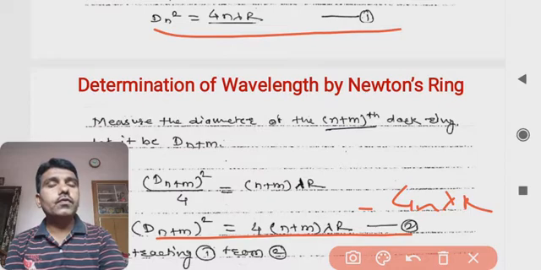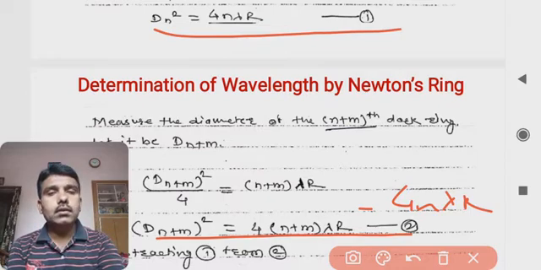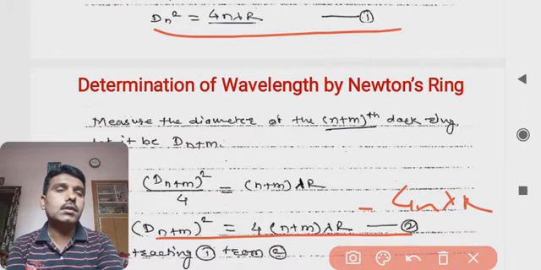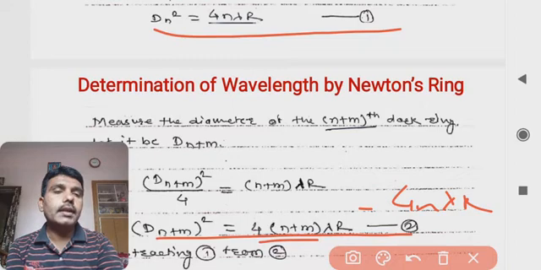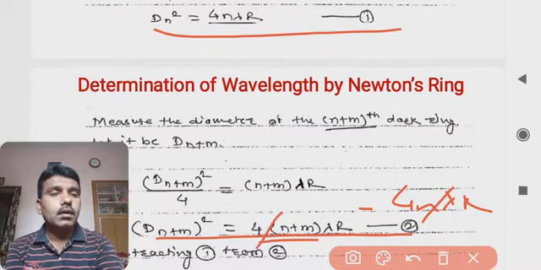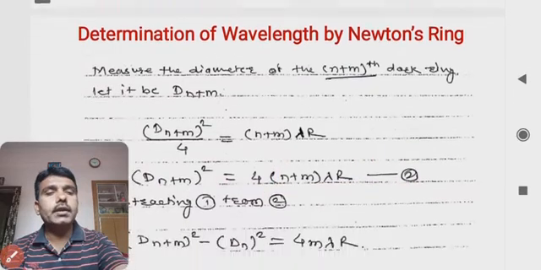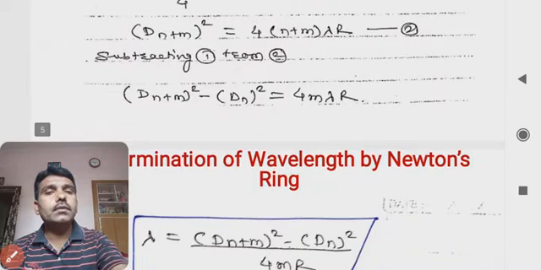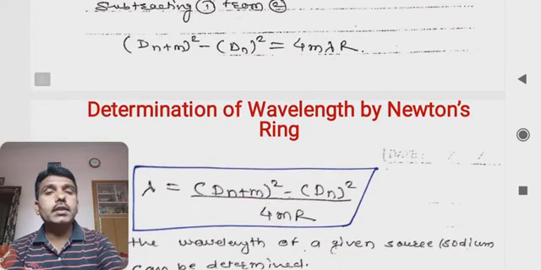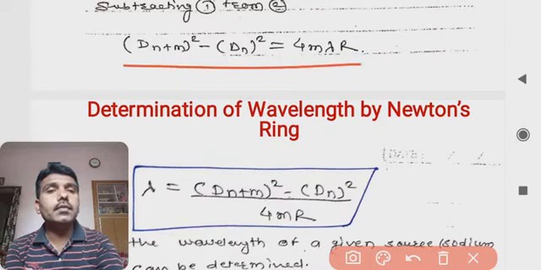If we multiply and analyze this right side, it will become 4n lambda R plus 4m lambda R minus 4n lambda R. So 4n lambda R and minus 4n lambda R get cancelled and the remaining value will be 4m lambda R. So what will be the final relation? After subtracting 1 from 2, D n plus m whole square minus Dn square is equal to 4m lambda R.